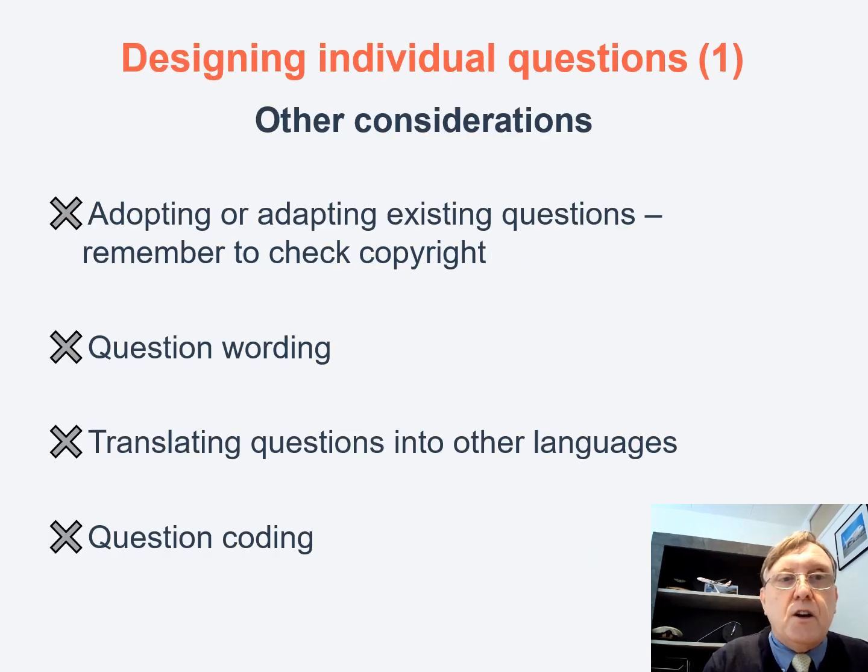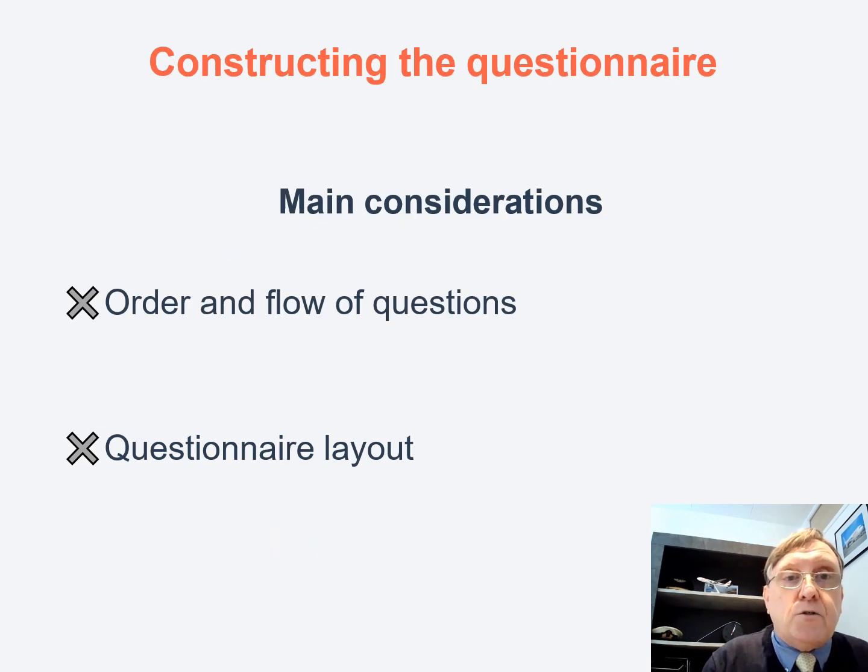Other considerations. Adopting or adapting existing questions. So remember to check copyright. Maybe something is mentioned in there that we can't use. The question wording, how it's actually worded. Maybe translating the questions into other languages. Do things mean the same thing in other languages? We have to be careful of that. And question coding. Coding basically means that we're putting a number on the responses so that we can actually tabulate them afterwards. So to construct the questionnaire again, main considerations: order and flow of the questions, and the questionnaire layout.